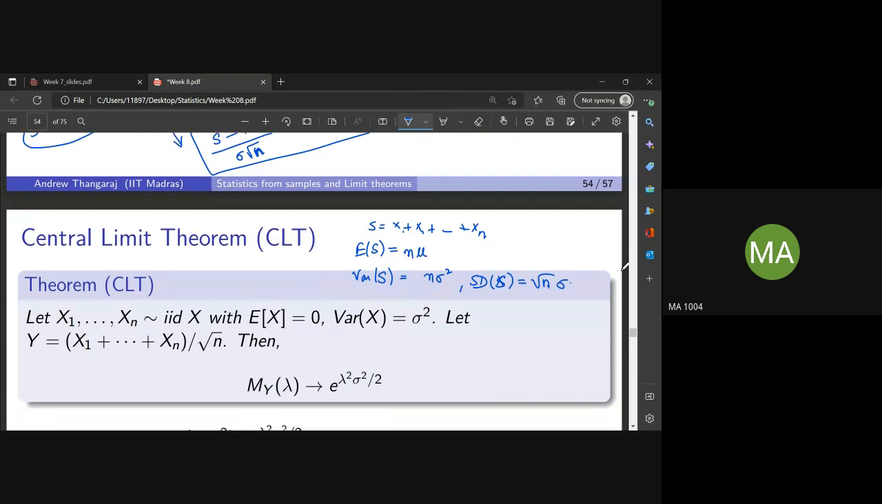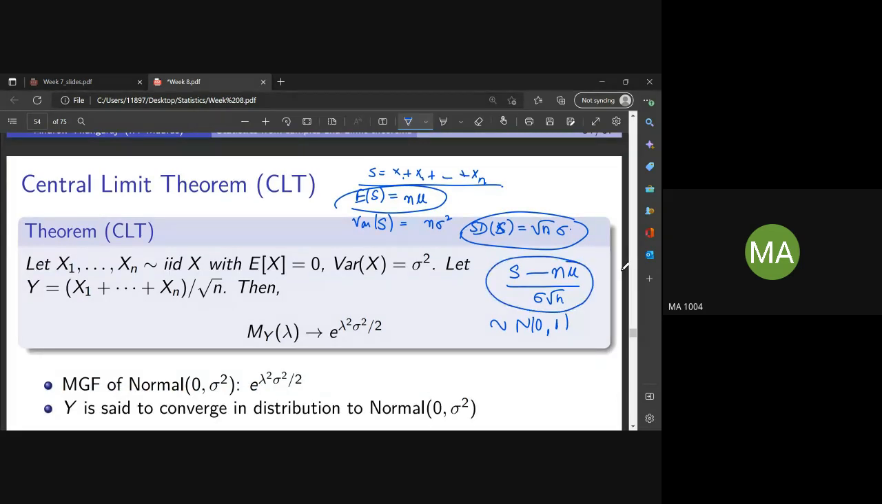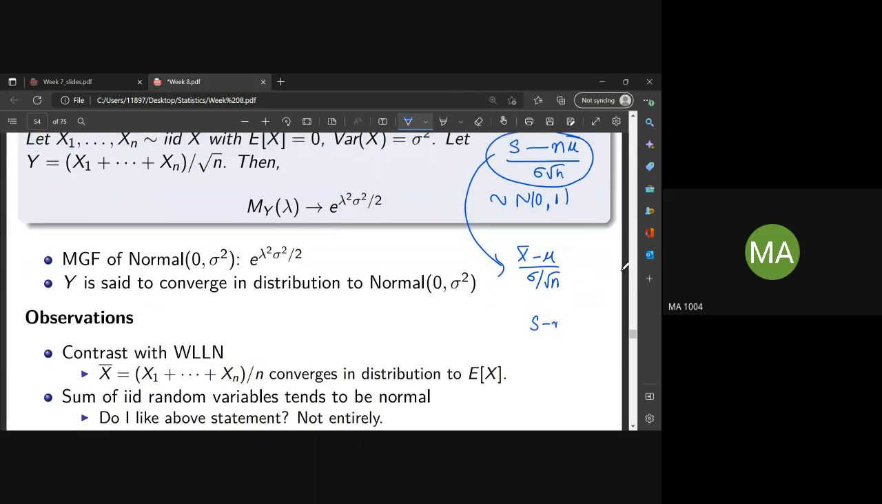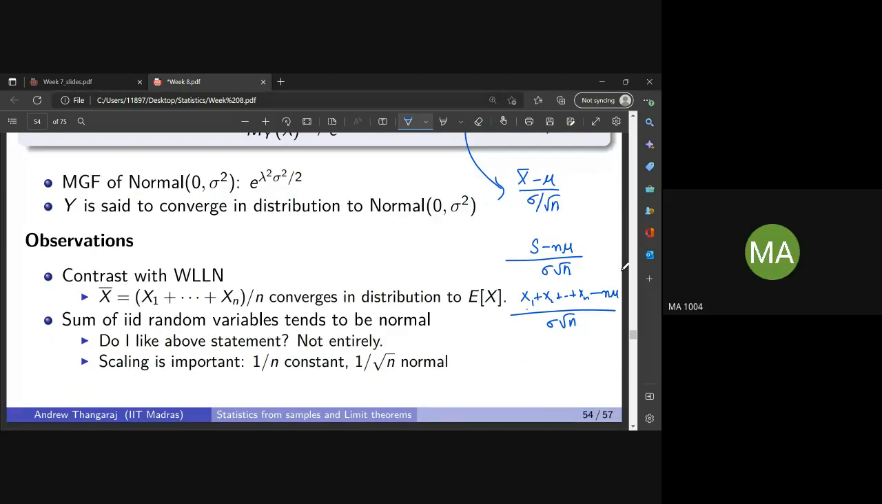So what we have written is S minus its expected value, n mu, divided by its standard deviation, sigma under root n, and we are saying this follows a normal distribution with mean zero and variance one. This expression and x bar minus mu upon sigma upon root n are the same. You just divide the numerator and denominator by n, and you get x bar minus mu divided by sigma upon root n.